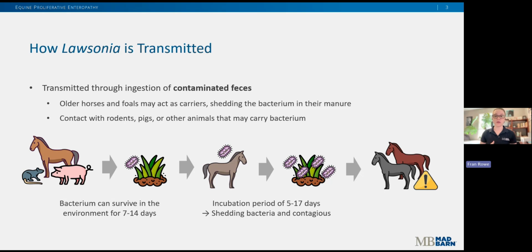A susceptible foal is then going to ingest that bacterium. And for 5 to 17 days, that foal will be contagious, shedding bacteria in its manure, but not showing any clinical signs. This will contaminate the environment even more, putting other susceptible foals at risk.